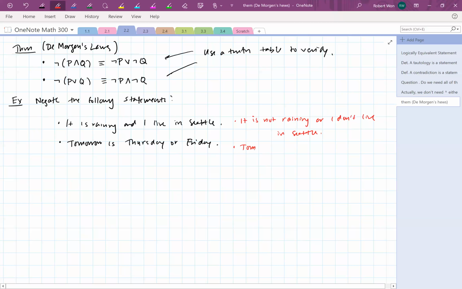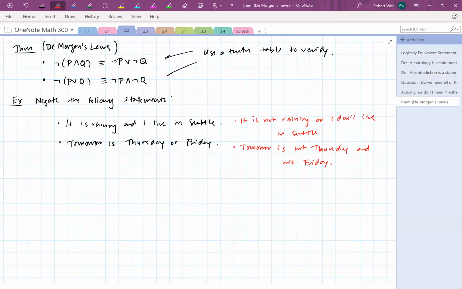And so tomorrow is not Thursday and not Friday. Right? To negate this or statement, you want to say that both of the things, it's both not Thursday and it's not Friday. You wouldn't want to put or there because that would be too weak to negate the statement. So if you can understand these examples, then basically you understand why De Morgan's laws are true.